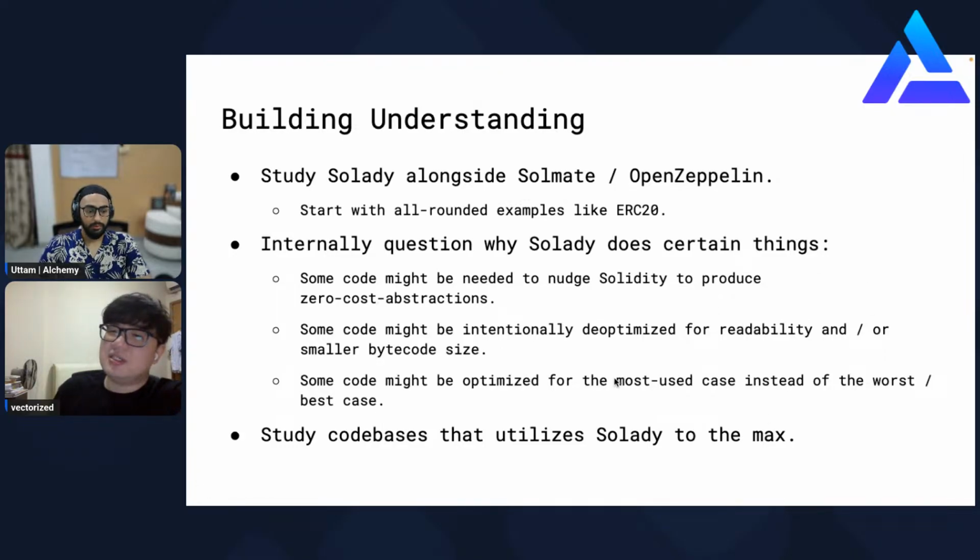And sometimes I might consider what is the most often used scenario and optimize for that. For example, with the enumerable sets, most of the time people won't store more than 3 elements in their enumerable sets. So I write the data structure in a way that it doesn't store the indices and the length until you exceed 3 elements. And you might want to study how other codebases utilize Solidity.